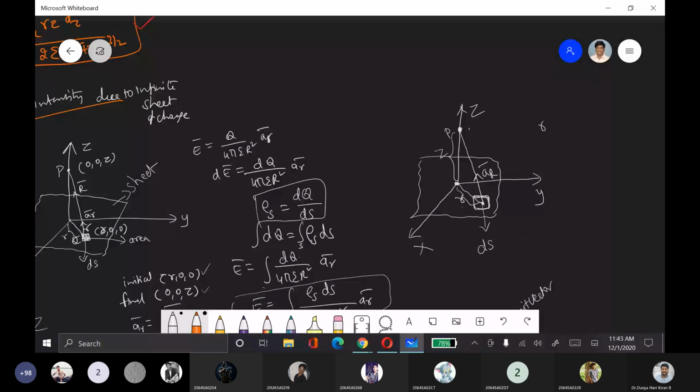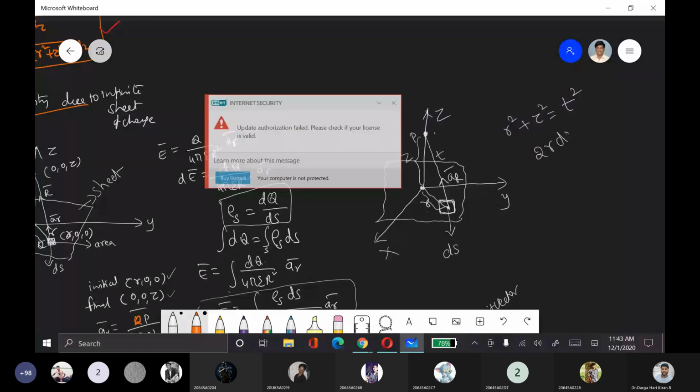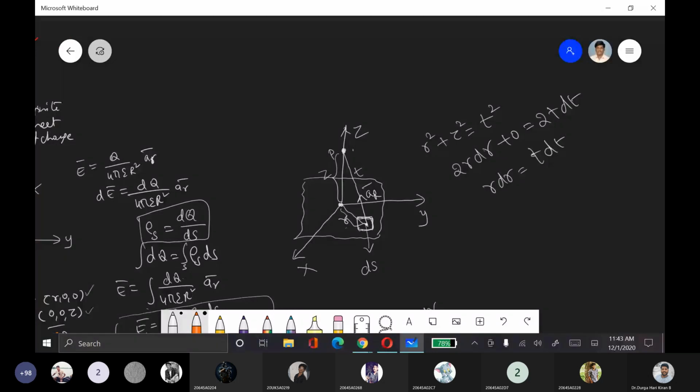I'll consider a new variable t, t square. If I differentiate on both sides, this is 2r dr plus 0 is equal to 2t dt. So from this I can write r dr is equal to t dt. If r is equal to 0, then z is equal to t.